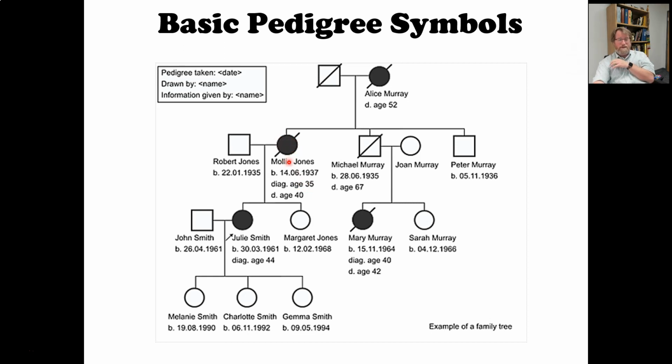I'm guessing, in this case, it's a cancer diagnosis, and she died at age 40. But in the meantime, she married Robert Jones, who was born on January 22nd, 1935. They had two daughters, Julie and Margaret, and their information there. We can see Julie inherited whatever this disease is, and she was diagnosed at age 44.